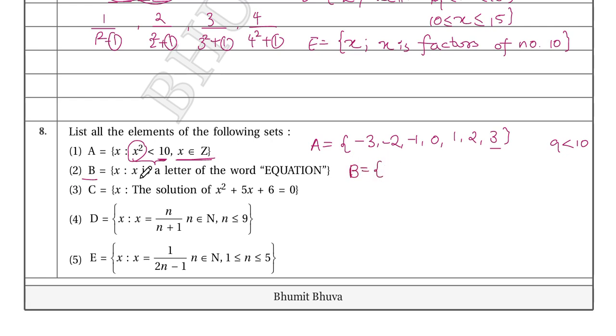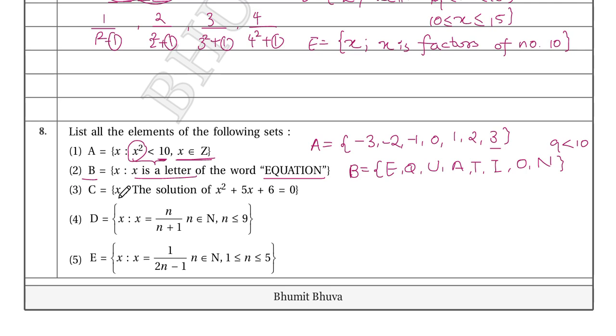So what is the roster form? X is a letter of the word EQUATION. So we have to write down the letters one by one: E, Q, U, A, T, I, O, and N. All the letters are distinct, so we have to write down all of them.